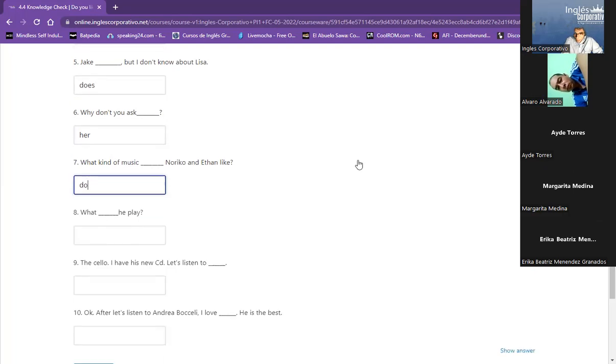Next one. It would be Erica. Can you help me, please? What does he play? Yes. Why? Because we are talking about third person. And remember, he, she, it is does. The cello. Do you know what does it mean, cello? ¿Saben qué significa cello? Un instrumento musical. Exacto. Es como un violín grande. And the cello. I have his new CD. Let's listen to. It's a pronoun. Recuerden, al final de la sentence van los pronouns.